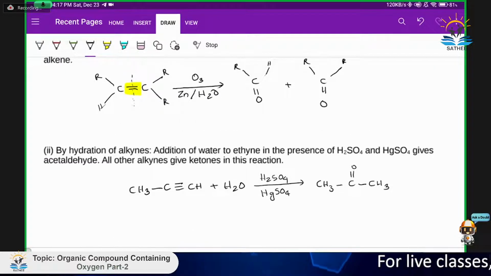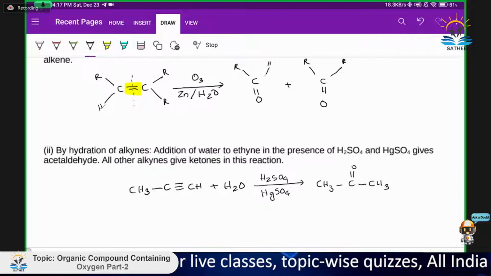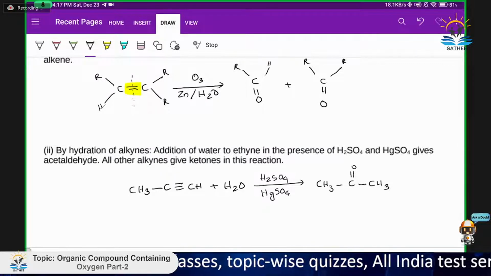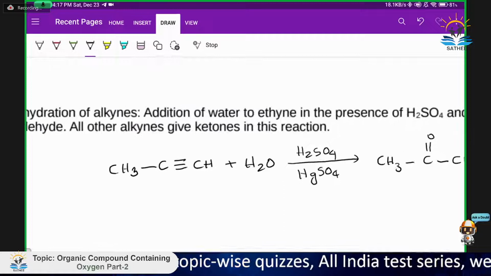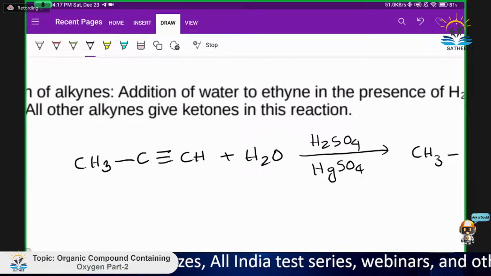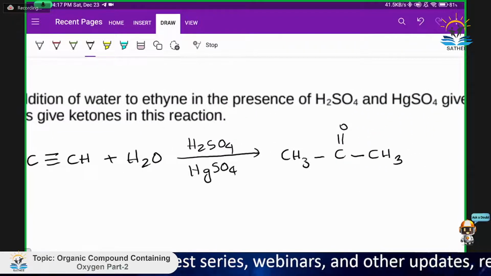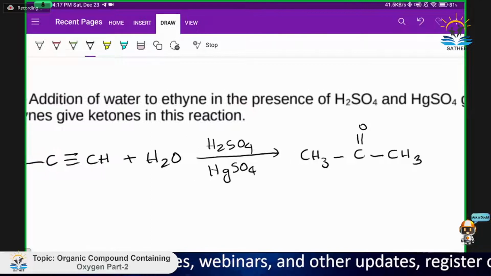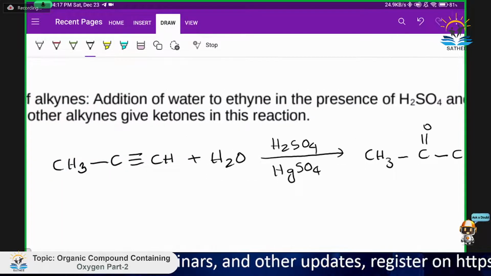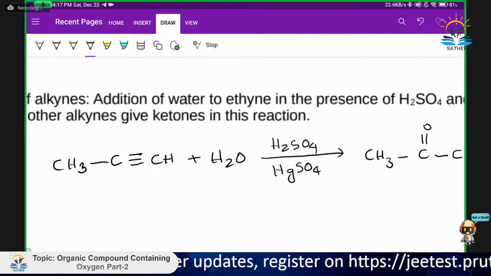Second method is by hydration of alkynes. Reaction of water with ethyne in the presence of H2SO4 or HgSO4 gives acetaldehyde. All other alkynes give ketones in this reaction. So we are hydrolyzing in the presence of H2SO4 or HgSO4, and we will get aldehyde or ketone, but only ethyne gives aldehyde. All other compounds give what? Ketones. So we'll write the reaction here.